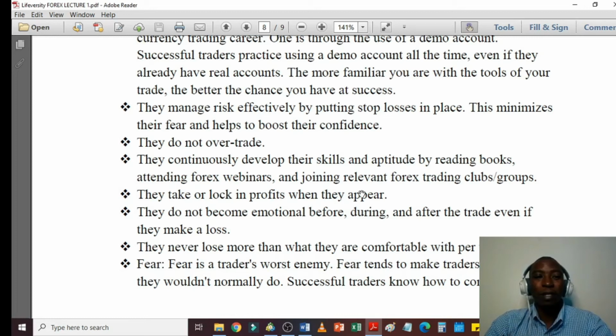Don't worry about it. And then they do not become emotional before, during, and after the trade, even if they make a loss. Most novice traders are emotional before, during, and after the trade. Exceptional traders try to put their emotions in check before, during, and even after the trade. I'll teach you how to tone down your emotions.